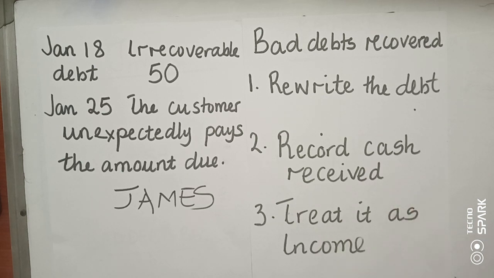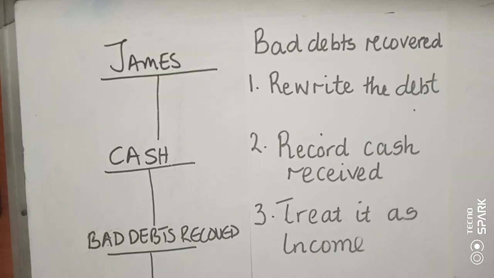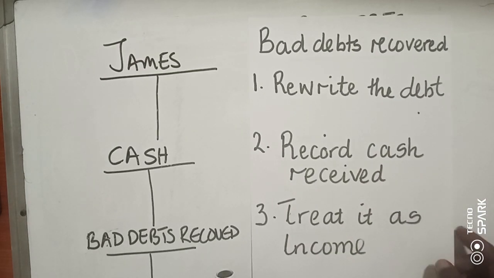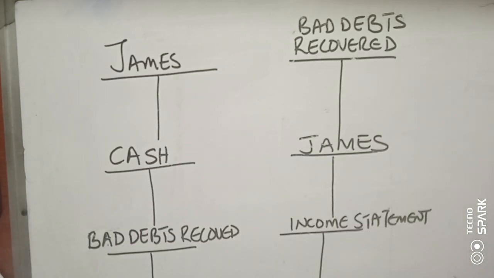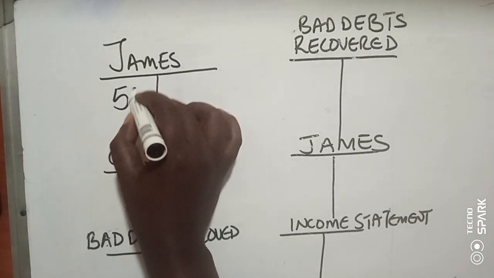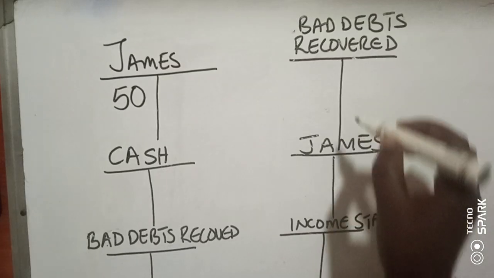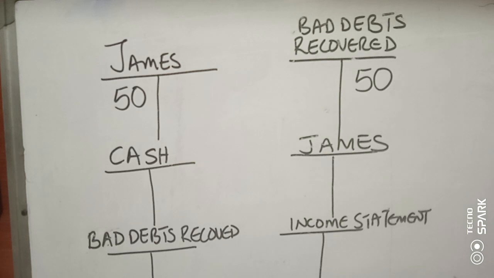So let's start with the first step. The first step is we rewrite the debt in James' account. So how are we going to do it? We are going to debit James' account with 50, right? Then we are going to credit the bad debts recovered with the same amount to complete double entry.